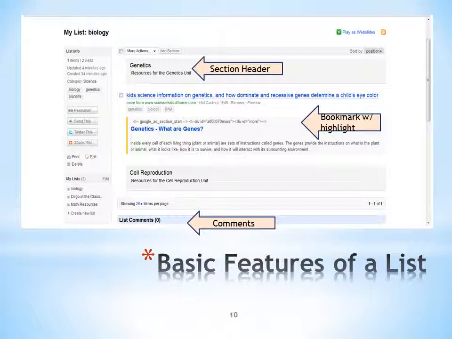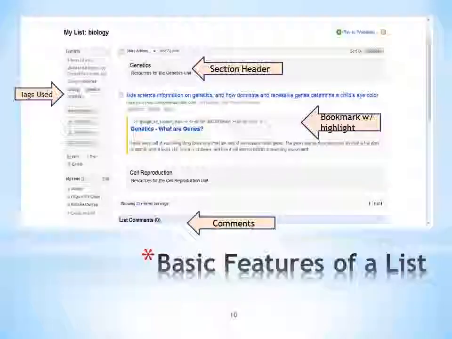There's the comments. You don't see the box on the bottom there, but there's a whole box there for comments. And the tags that are used. This is a fairly new list, so there's only 3 tags, but it will list all of them if you need it. So now we're going to see a short demonstration on how to create a list in Diigo.